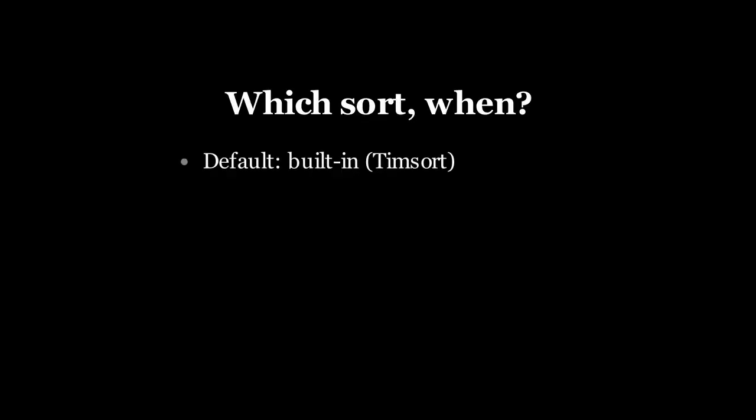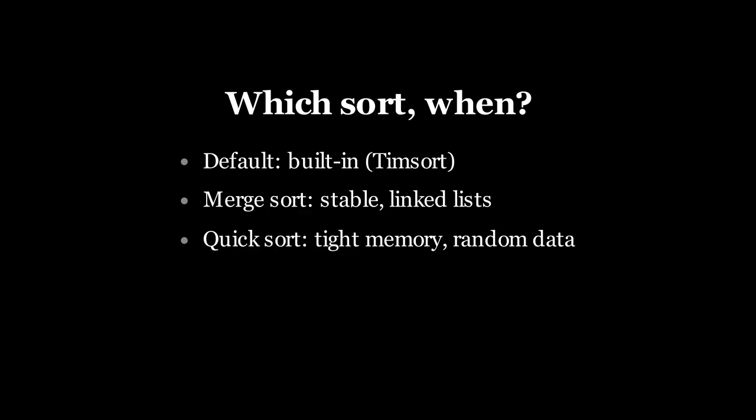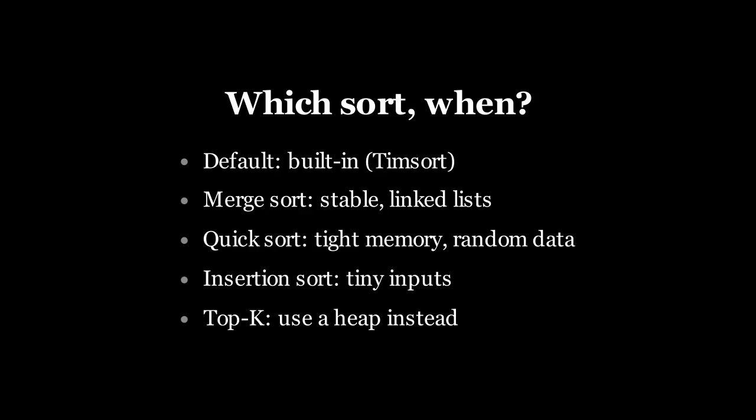When should you write your own sort? Almost never. Use the built-in. But if you're picking conceptually, merge sort when you need stability, or you're sorting linked lists. Quicksort when memory is tight and you have random data. Insertion sort for tiny inputs, or as the base case inside a hybrid. And for partial sorts, top K, use a heap, not a sort.